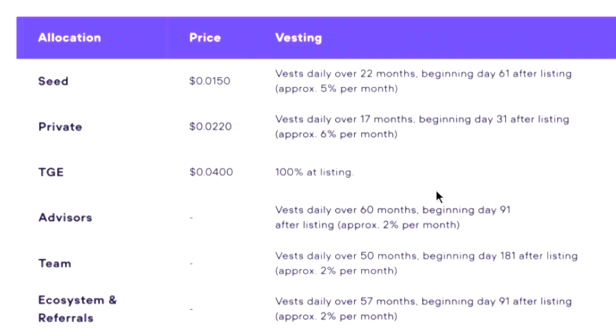If I very quickly talk about the vesting, then for the seed investors there will be a 5% vesting every month approximately, and this will begin on the 61st day of the listing. That is, for the 2 months they have a cliff. For the private investors, there's about 6% per month. They have about 1 month cliff. And for the TGE or the public round, where you might actually be interested in investing, there is absolutely no cliff, and you will get 100% of the tokens at listing.